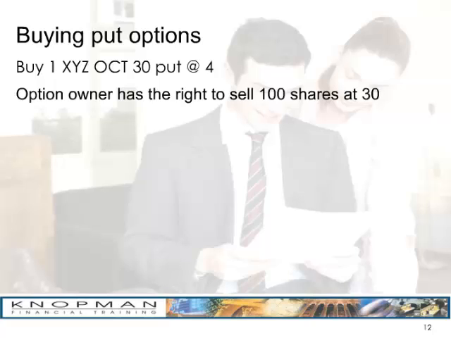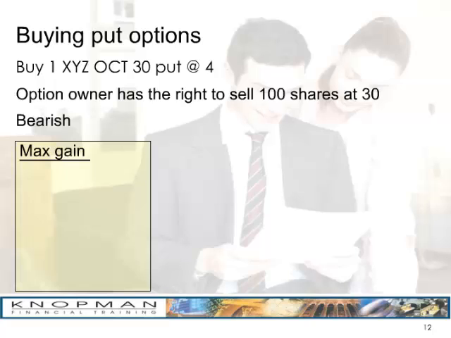So an investor who buys a put option is bearish. The investor wants the stock to fall so the investor can sell the stock for more than it's worth. Put another way, a put option's in the money when the market value is below the strike price.